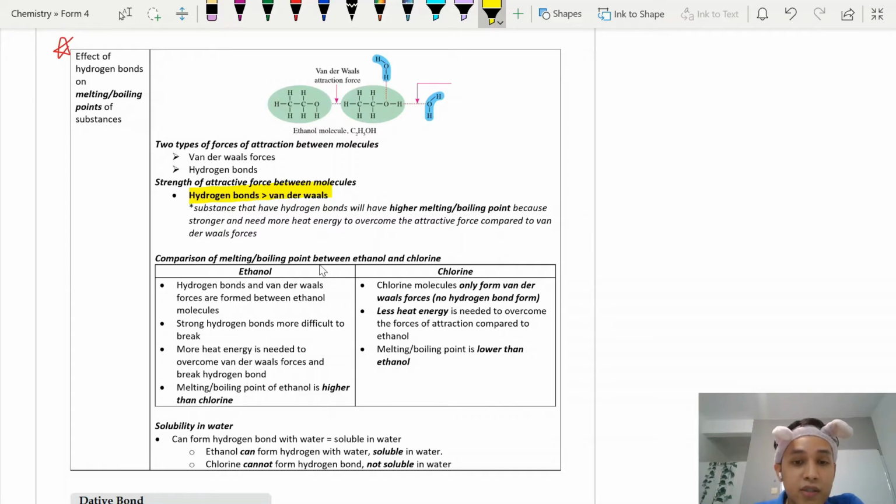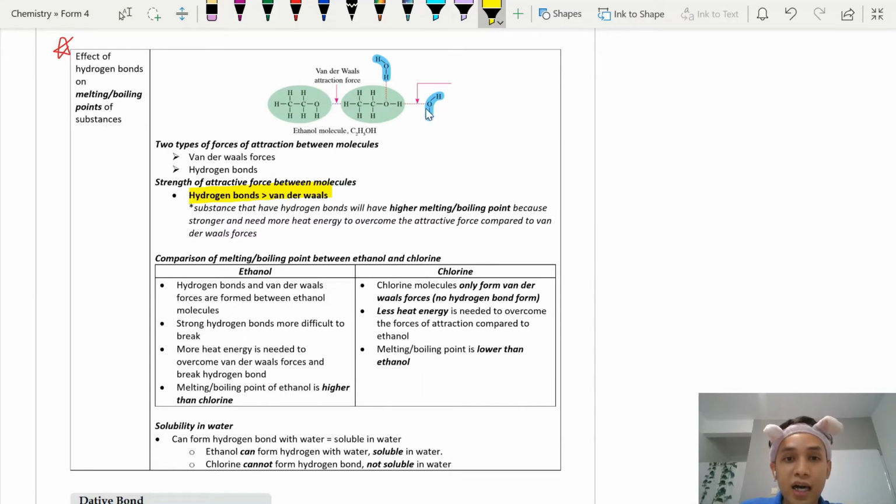substances, compounds here. One is ethanol, another one is chlorine. If you look at your ethanol molecule here, this is one molecule of ethanol and this is another molecule of ethanol. Between these two molecules, you can have two different types of attractive forces. One is van der Waals forces. Van der Waals forces exist in all covalent compounds, right? All covalent compounds will have van der Waals forces.